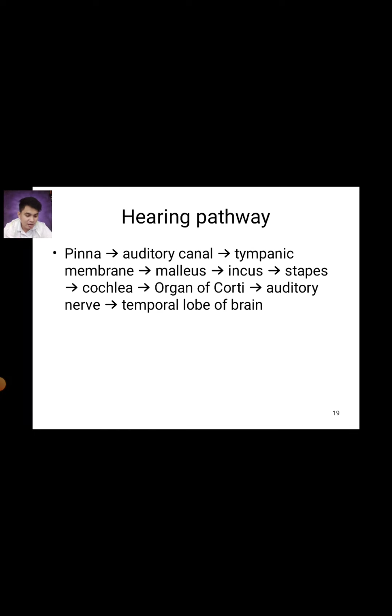Yan naman po ang way kung paano nagpo-flow yung message ng ating hearing. Number 1 is the pinna. Number 2 is the auditory canal, tympanic membrane, malleus, incus, stapes, cochlea, organ of Corti, auditory nerve, and the temporal lobe of the brain, which is going to give a response, di ba? Doon sa narinig natin.